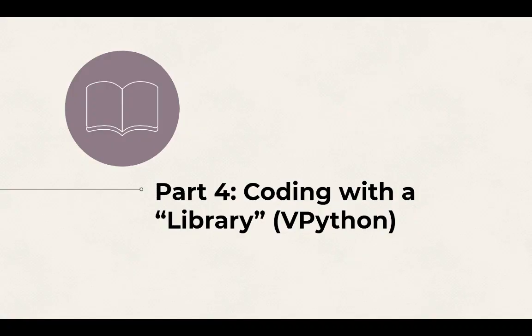So for part 4, we're going to learn how to code with a library. In our case, the bulk of our stuff is going to be with Vpython, or Visual Python, which is allowing you to visualize Python. And the prerequisite for this is you could skip if you're already comfortable with making shapes and animating using Vpython.